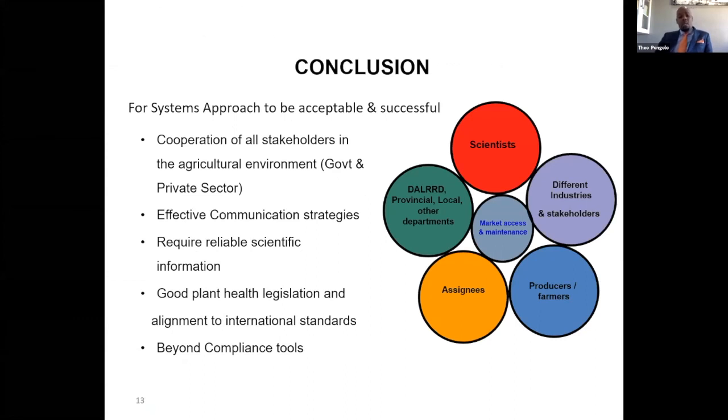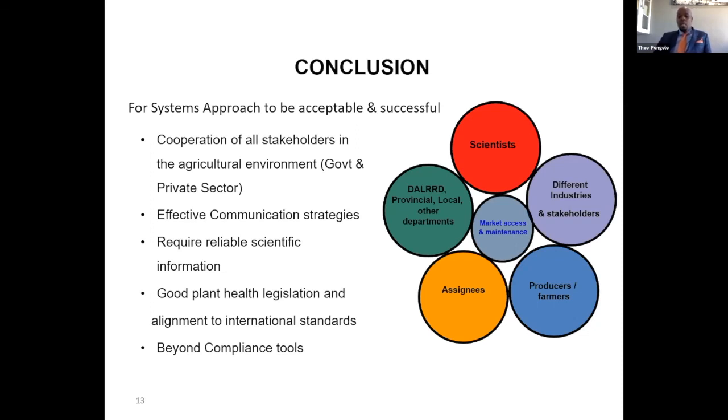In conclusion, for the systems approach to be acceptable and successful, we need to cooperate within the space of agriculture, with our stakeholders, especially government and the private sector. As I said, CRI in South Africa is working closely with us. We must admit that as a government, we always find ourselves a bit behind, but the private sector is always in advance.